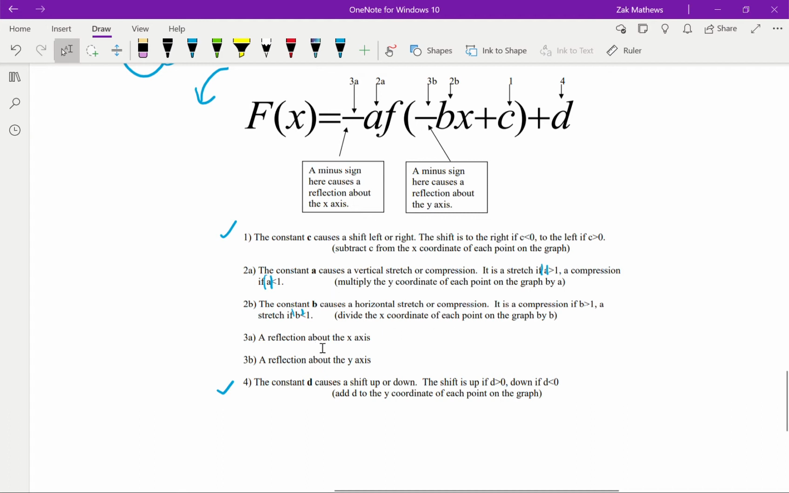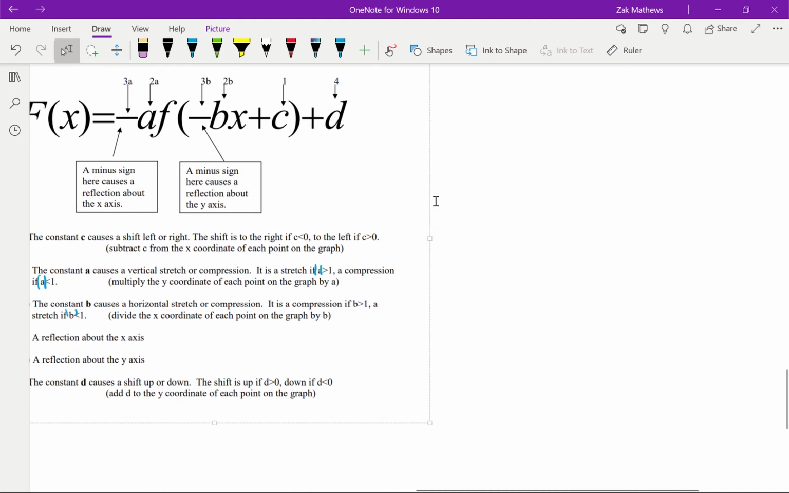Then the last sort of transformation we have is what's called a reflection or a flip. You might also see these called flips. There's a negative in front of the function that is going to cause a reflection about the x-axis. Negative in front of the x causes a reflection about the y-axis. And you might say that's a little bit backwards. If there's a negative on the y, wouldn't we expect it to flip over the y? Negative on the x, wouldn't that flip over the x?